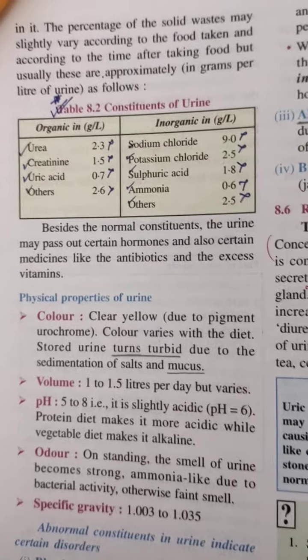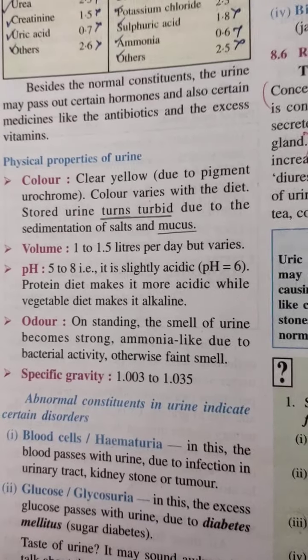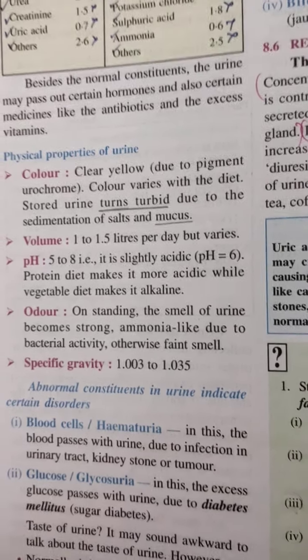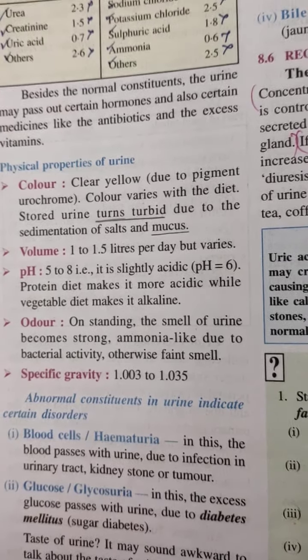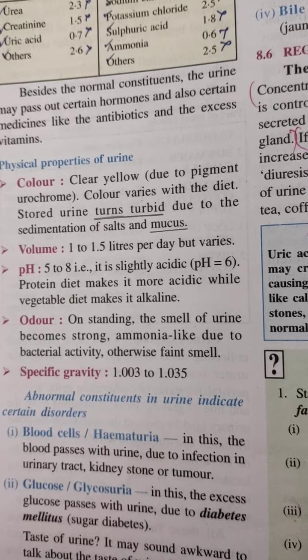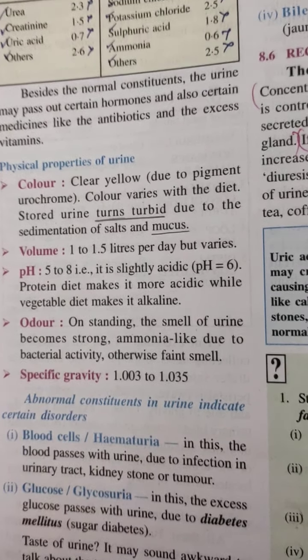Now, what are the physical properties of urine? Color, yellow, we know that. Volume, 1 to 1.5 liters per day, but it may vary according to the season, and from man to man it varies. pH, it is slightly acidic, pH equal to 6, and it can also vary from 5 to 8.